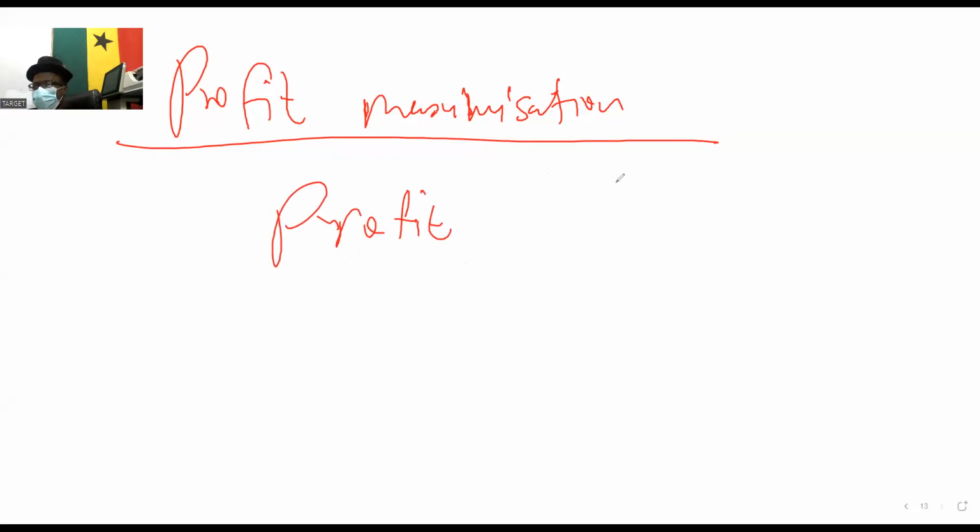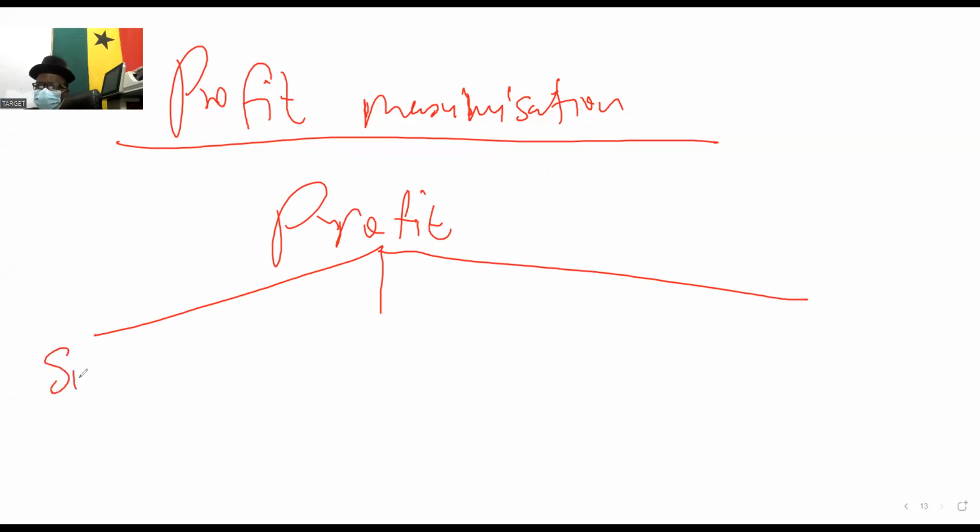So when a sole trader makes a profit, who enjoys that profit? I want to make it three. First, when the sole trader makes profit, who enjoys that profit? It is the entrepreneur, the owner. The owner takes the profit home because he has set up the business alone. Now, let me go to partnership.